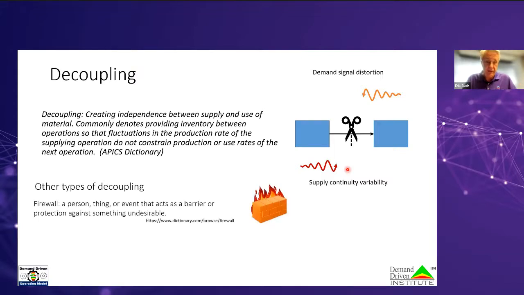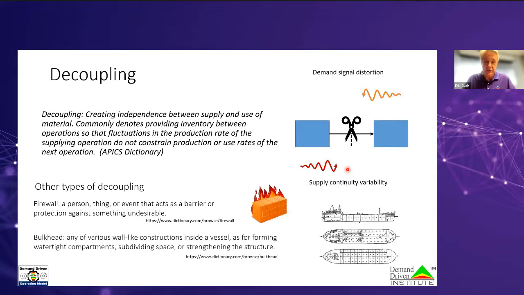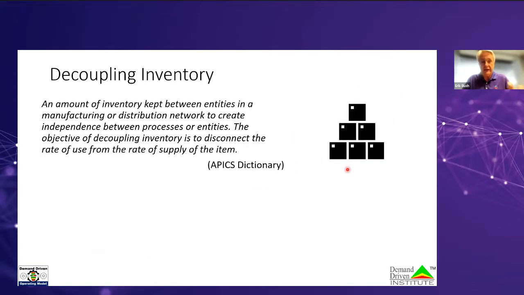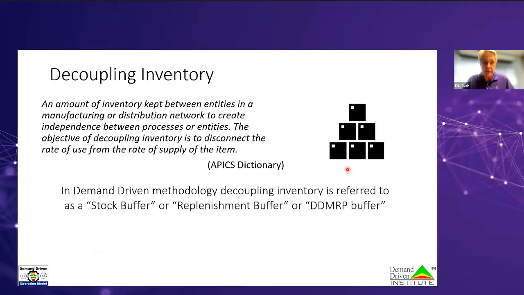Firewalls are a type of decoupling, bulkheads in ships. These constructs are familiar in industry and in our daily life, and yet in our planning systems to date, we've not really been able to make good use of them in the manner that both DDMRP and DDOM can help us accomplish. Decoupling inventory is about finding those points where, within our product structure, we can create some independence between the layers of steps within the bill of material.